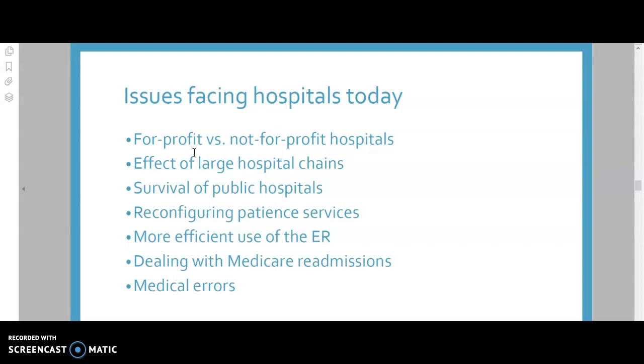Another issue is use of the ER and how to use that more efficiently. Another concern is dealing with Medicare readmissions, and the one thing I wanted to chime in about that is that this is a pretty big area of research, right? Makes sense because Medicare is a big part of our healthcare spending, as we just talked about. But there's a lot of unknowns, right? So a lot of people are studying this, but we really don't know why it's happening, and it's a little unclear of how to fix this. And then the other issue that came up was medical errors.